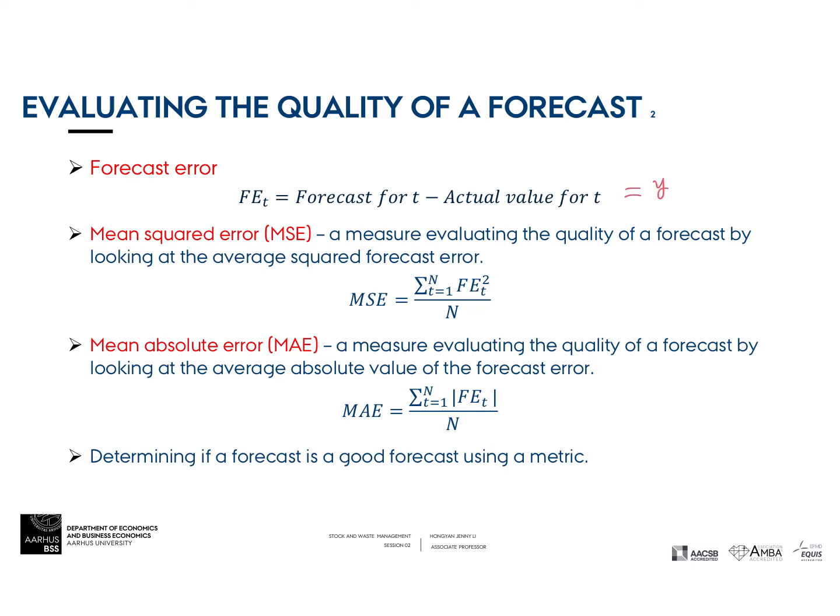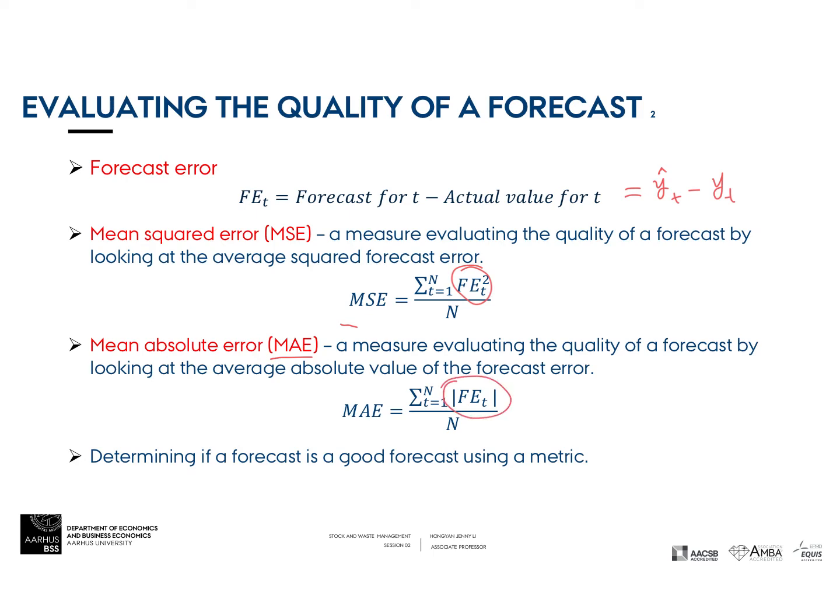So this should be forecast for Yt minus actual Yt, and then MSE is the square of the forecast error. We use squared values because the value will always be positive or non-negative. Then the errors will not cancel each other. And then MAE, a measure evaluating the quality of a forecast by looking at the average.